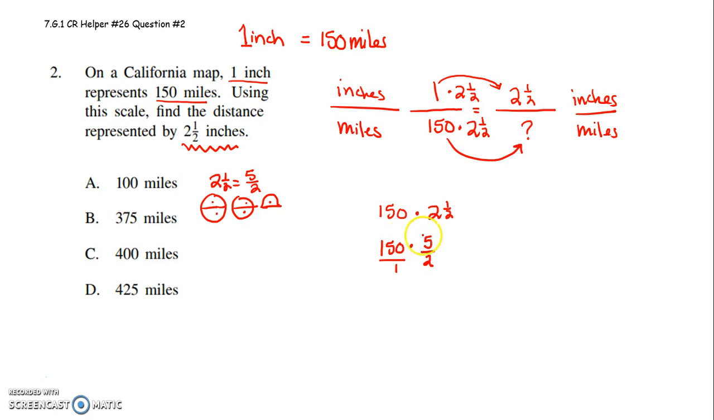Now you can multiply straight across the top, straight across the bottom, or you can simplify first. I think I'll simplify first. 2 goes into 2 once, 2 goes into 150, 75 times. Then I'll multiply straight across the top. So that's 75 times 5. I could have multiplied first and then saved my division to the end, but I chose to simplify first. 5 times 5 is 25. Put down a 5, carry a 2. 5 times 7 is 35. 375 miles.